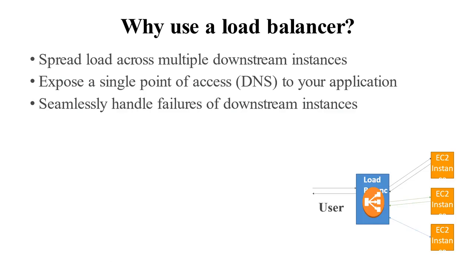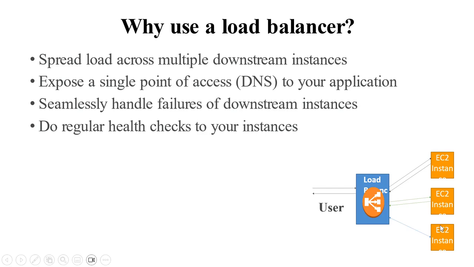So it is going to handle the failures of the downstream instances. If an instance is down, it is going to stop forwarding requests to that EC2 instance. It uses the other EC2 instances which are in healthy status. Do regular health checks on your instances. This is important, so keep checking the healthy instances, identifying the healthy ones, and routing only to those, making the group available.